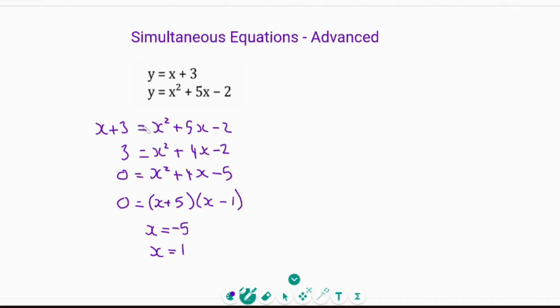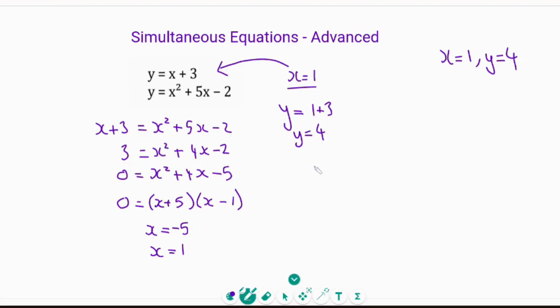Found x, but I need to find y also. So let's find out y when x is 1 first. When x is 1, if I substitute into this top equation, because it's the easiest one, y is 4. So there we have one of the answers. And when x is minus 5, y is minus 2.